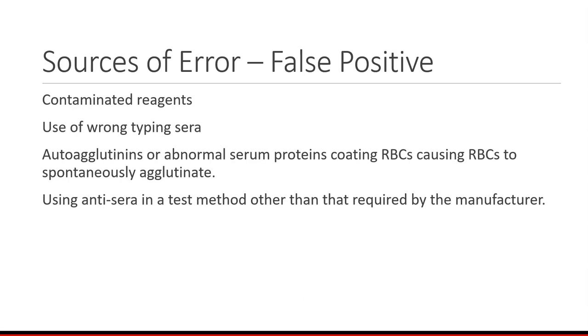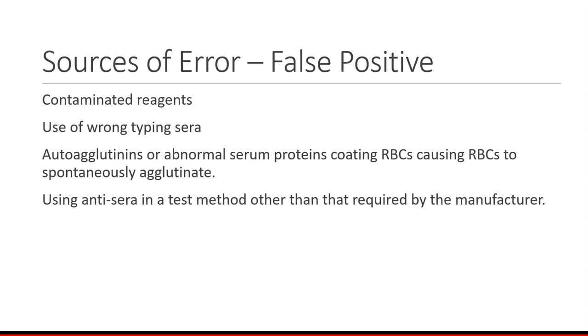The Rh typing seras are all the same color. They're clear. So what I do is I label my tubes with all the different typing sera names. I put the bottle in front of each of those tubes. And then before I add that drop to that specific tube, I do a double check and a triple check to make sure the name on that bottle matches the name of the tube I'm putting it in.